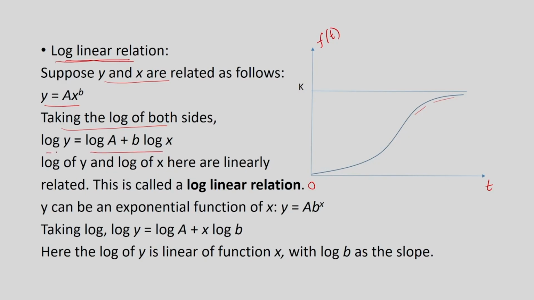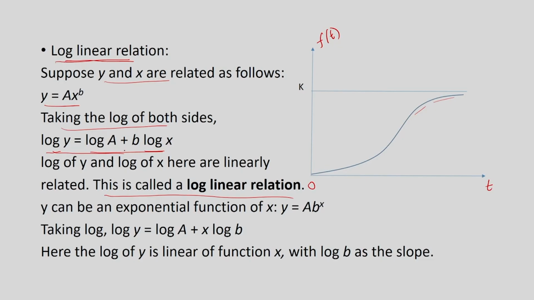Now, from this I can see that log of y and log of x are related in a linear manner. Log of y, you can think of as one variable altogether, and log of x as another variable altogether. So, maybe capital Y and capital X are linearly related to each other. This kind of function is called a log linear relationship. It is a linear relationship, but the log of the variables has been taken first.